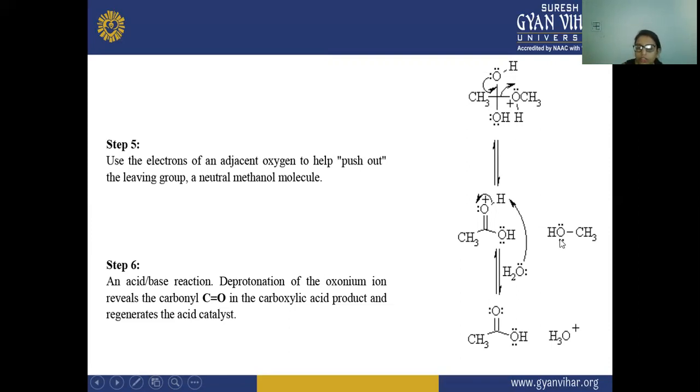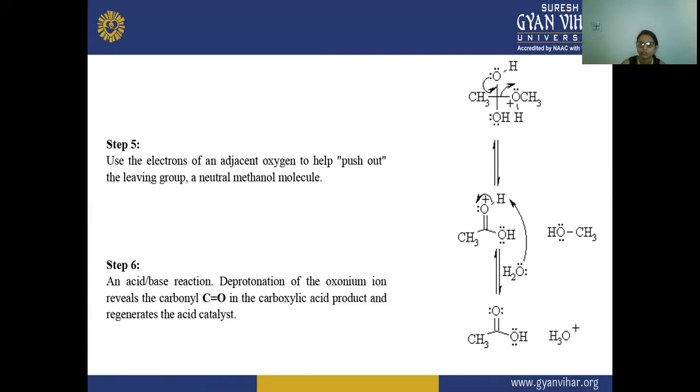So you will see in this step there is a removal of this methanol group from here, and there is a formation of this product. Now the product that is formed, an acid-base reaction, the deprotonation of the oxygen ion reveals the carbonyl C=O in the carboxylic acid product and regenerates the acid catalyst. So here there is a deprotonation.